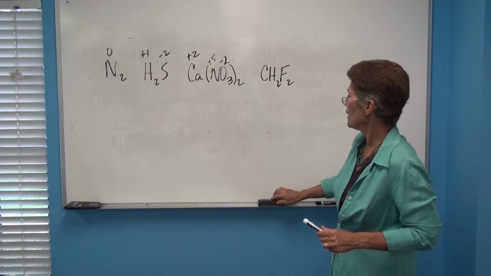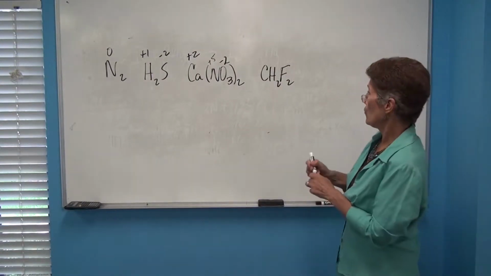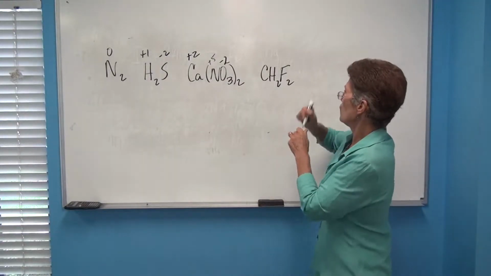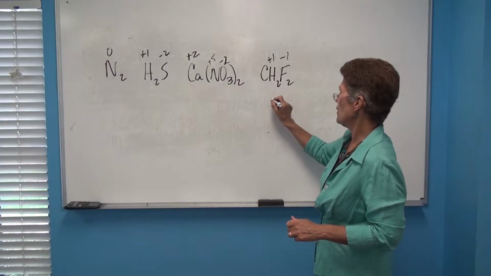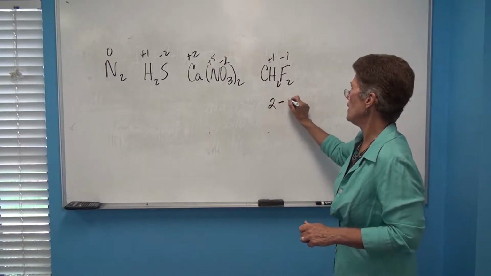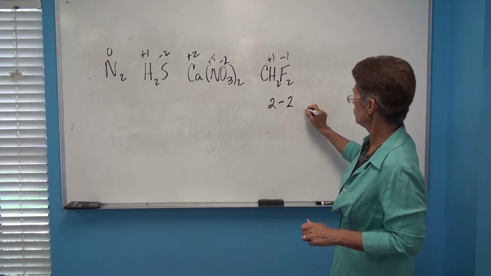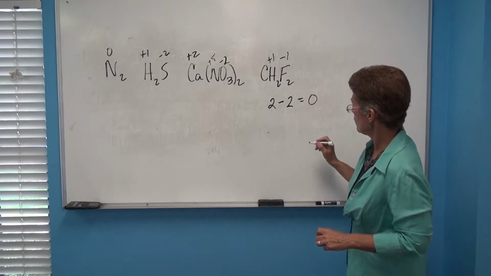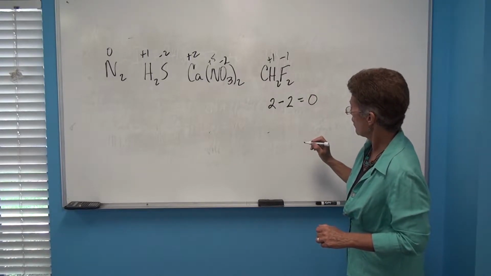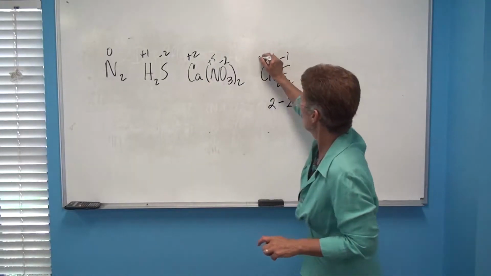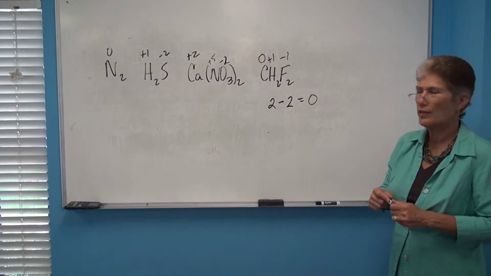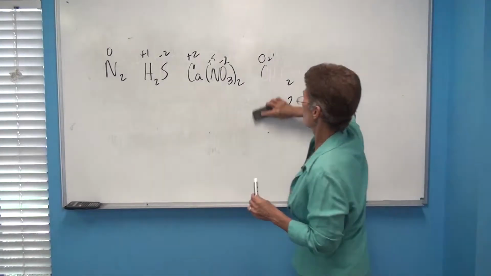So n equals 5. So nitrogen is going to be +5. This one, if you follow the rules, the first rule you hit is fluorine. It gets a -1. These get a +1. So this is going to be 2 minus 2 equals 0. So carbon is a 0. Yep, carbon's a 0.